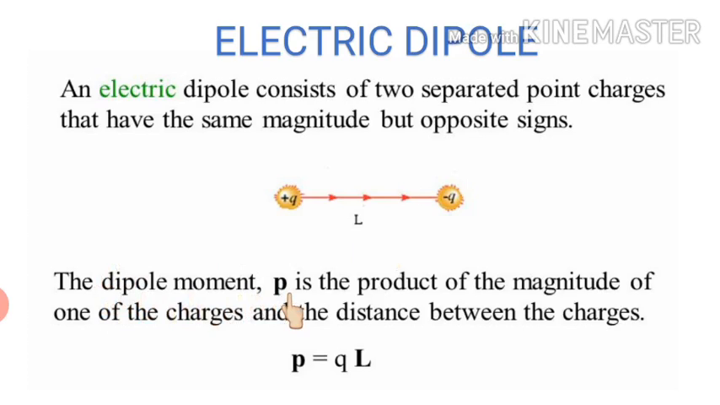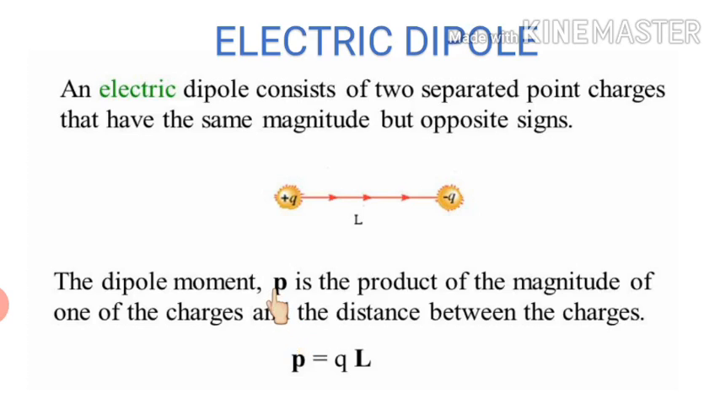Now to measure the strength of an electric dipole, we have dipole moment, which is represented by small p. It is a vector quantity. It has a direction. Its direction is from minus q to plus q, from negative charge to positive charge. And its magnitude is given by the product of the magnitude of either of the charges and the distance between them. So that's why we write p is equals to q into L.